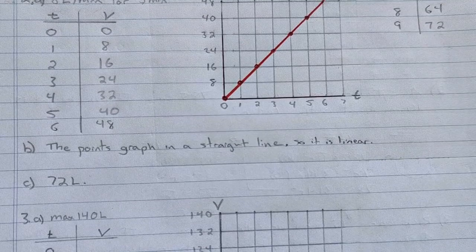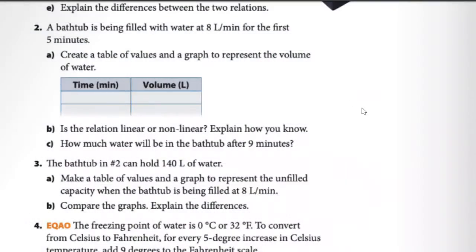All right, now the next one I want to look at is question number 3. And so question number 3 here relates back to number 2. So the bathtub in number 2 can hold 140 liters of water. We want to make a table of values and a graph to represent the unfilled capacity when the bathtub is being filled at 8 liters per minute. So in the last question, we were measuring how much water was in the tub. Now we want to know how much empty space is in the tub.